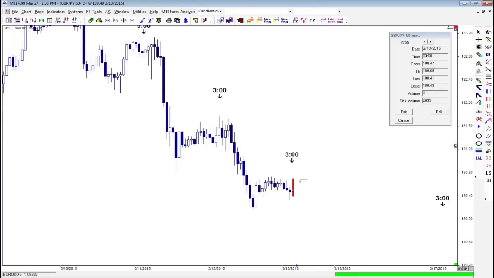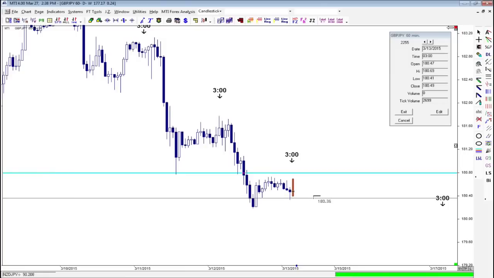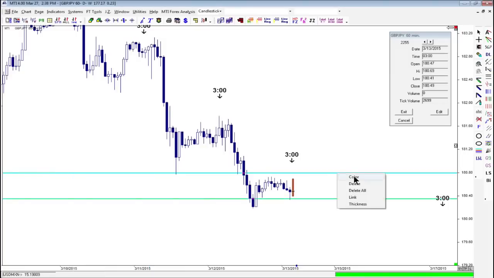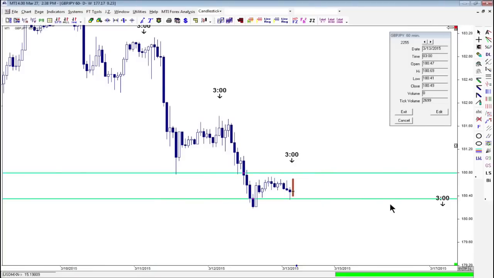So there's our 3 a.m. candle. And we set our entry buy 10 pips above. There's our entry buy. And there's our entry sell, 5 pips below, so 39. So it's going to be about 35. Let me change the colors to make this consistent for everybody here. There we go. So we have our entry buy and entry sell positions.